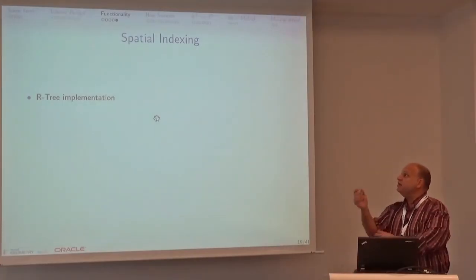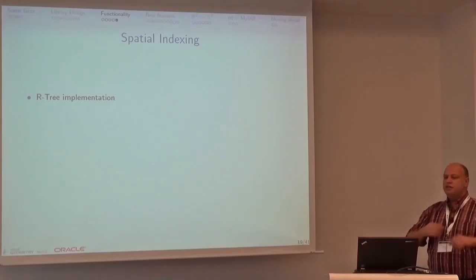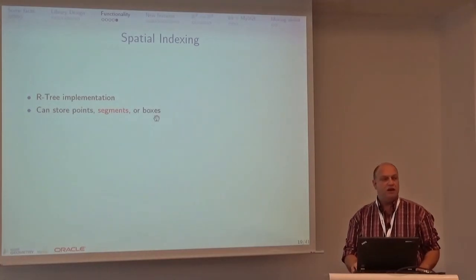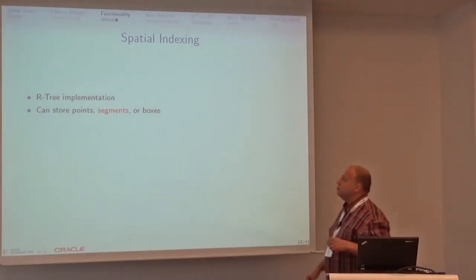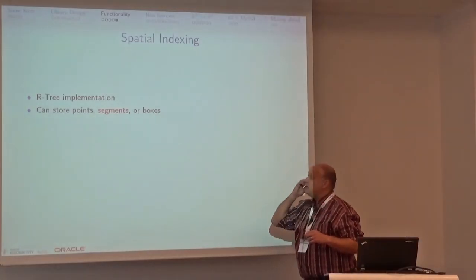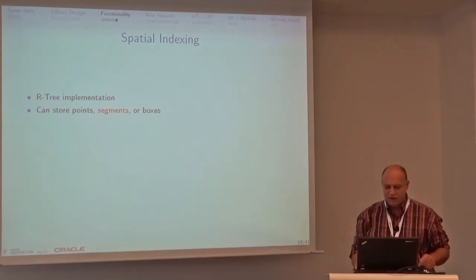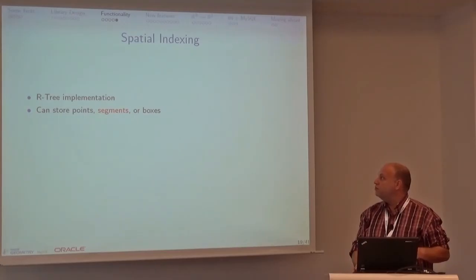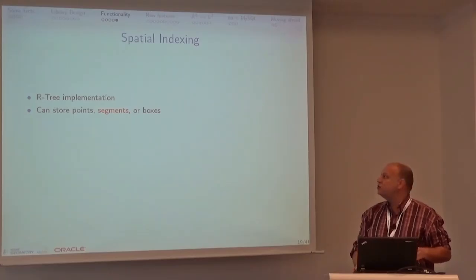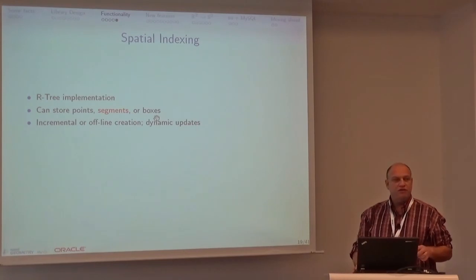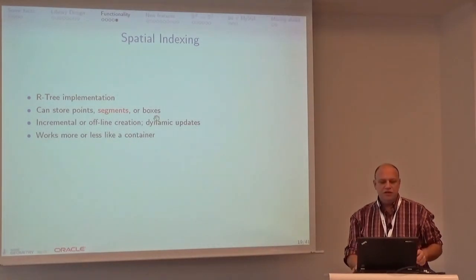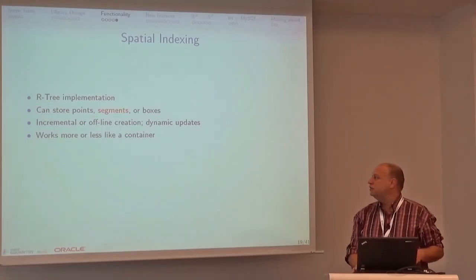I mentioned in the beginning that we also have a spatial index. This is an R-tree kind of implementation. We can store right now points, segments, and boxes. Segments is something that has fairly recently been added to the spatial indexing, and this was a huge asset in my own opinion, because it enabled us to simplify some of our own code. We can do incremental or offline creation. We can do dynamic updates, and you can think of it more or less as a container.